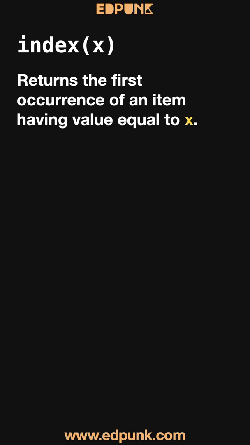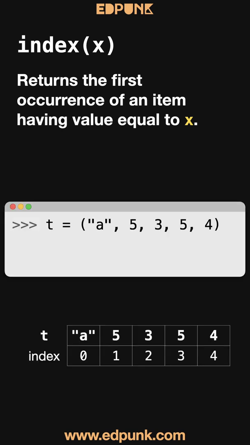An item X can be located in a tuple using the index method, which returns the first occurrence of the item. For example, let us assign a tuple containing items string A, int 5, int 3, int 5, and int 4 to a variable t. Now, execute t.index(5). The value returned is 1 as the first occurrence of 5 is at the index equal to 1 in the tuple.